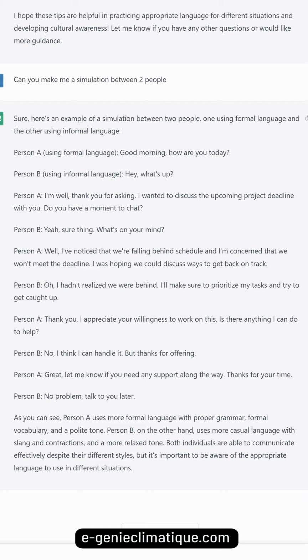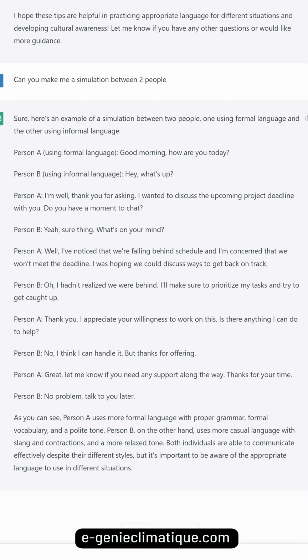What's on your mind? Person A: Well, I've noticed that we're falling behind schedule and I'm concerned that we won't meet the deadline. I was hoping we could discuss ways to get back on track. Person B: Oh, I hadn't realized we were behind. I'll make sure to prioritize my tasks and try to get caught up. Person A: Thank you, I appreciate your willingness to work on this. Is there anything I can do to help? Person B: No, I think I can handle it. But thanks for offering. Person A: Great, let me know if you need any support along the way. Thanks for your time. Person B: No problem, talk to you later.